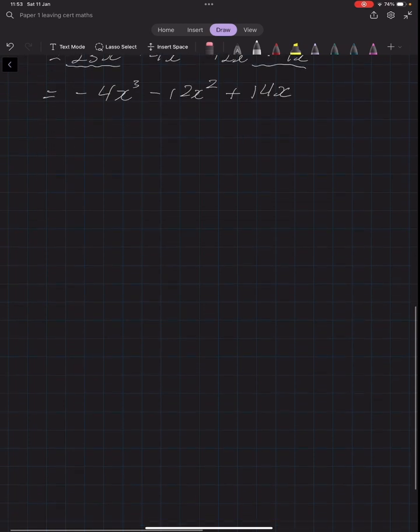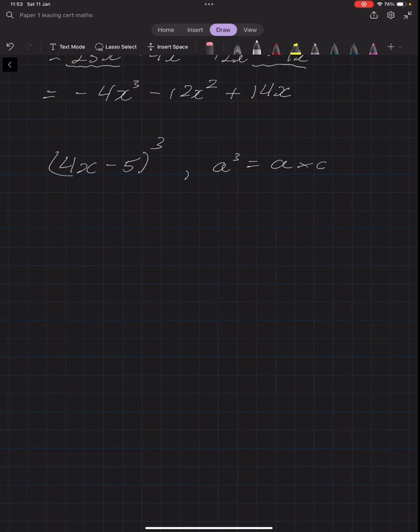And then another thing you can also do is something like 4x minus 5 cubed. So again, what is the definition of cubed? If I had a cubed, that's a multiplied by a multiplied by a. So I'm just going to write this as that. This is equal to 4x minus 5 multiplied by 4x minus 5 multiplied by 4x minus 5.